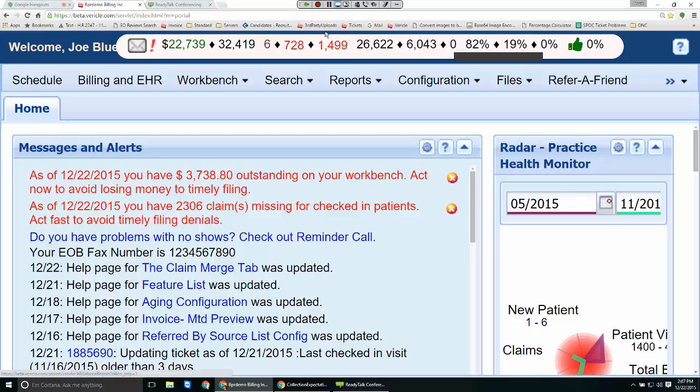So in this particular case, there are $32,419 total outstanding accounts receivable, $26,000, $6,000, and $0 beyond 120 days. We break this into percentages so that folks can measure, not only compared to themselves, but to the industry, how well they're doing at making sure all visits are getting paid.